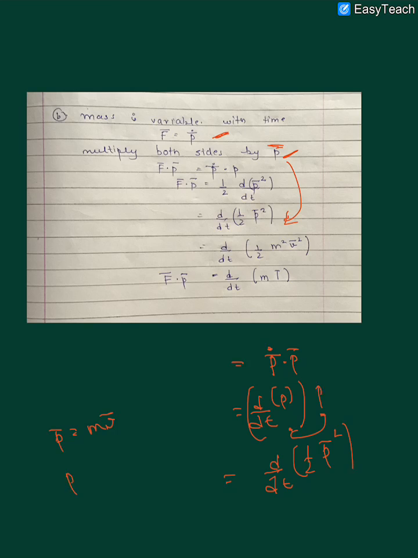If I substitute the value of p bar, that is mv bar, I get p bar square as mv bar dot product with mv bar. Now m is a scalar, though it's a varying quantity, so I can take out m as m square and v dot v as v bar square. And T is nothing but half m v bar square. If we substitute that value in this equation, we get the dot product of force and momentum equals the partial derivative of m and kinetic energy.